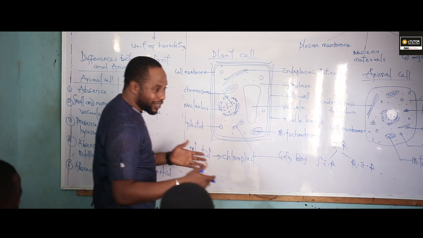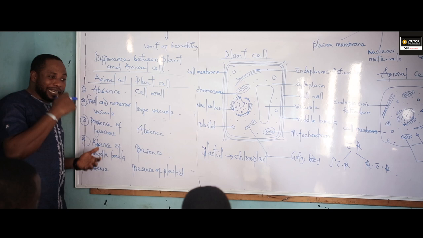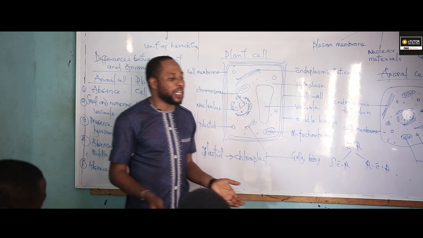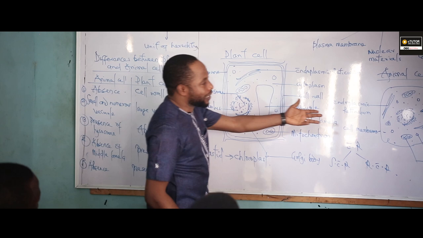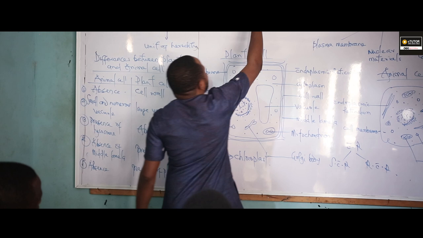Are you getting me now? Then after that, we look at the forms in which cell exist. Cell can exist as what? Single and free living. They can exist as what? Colony, filaments, and what? As part of living organisms. After that, I looked at the structure of plant and animal cell, which you can all see on the board. Then we discussed the differences in the structure of plant and animal cell.